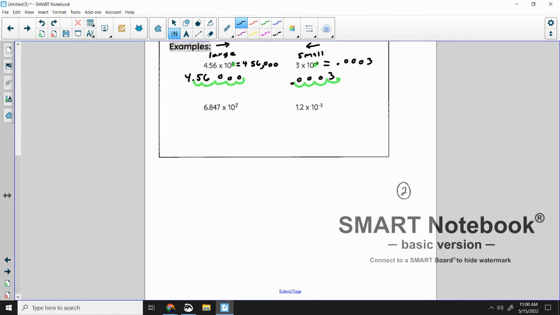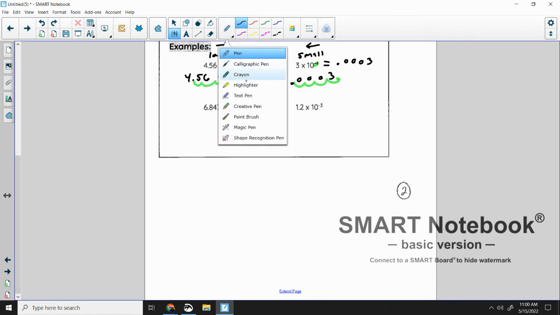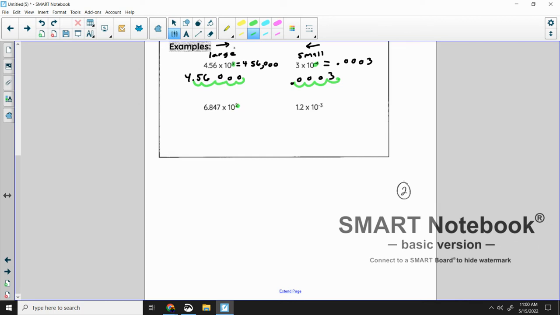This next one's going to be a large number because the exponent is positive. So I'm going to take my coefficient, 6.847, and I'm going to move the decimal to the right 1, 2 places. So this is equal to 684.7, and the decimal landed right here, which kind of makes sense because think about it this way. 10 to the second, we actually know what 10 squared is. 10 squared is 100.